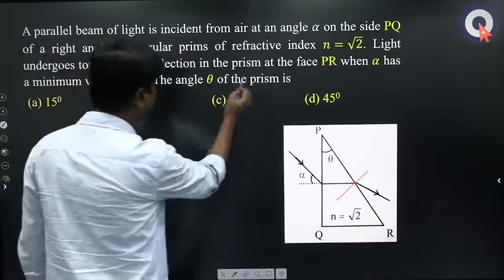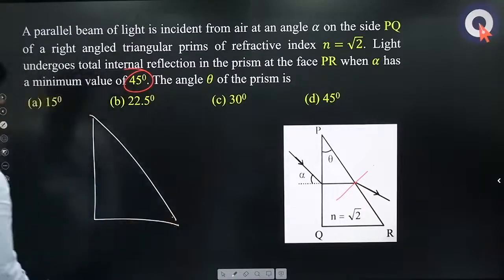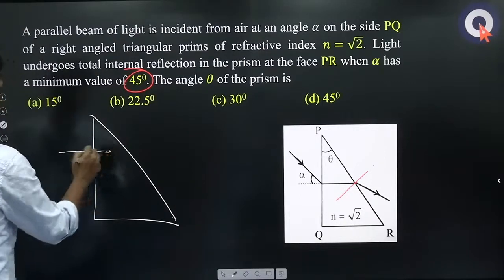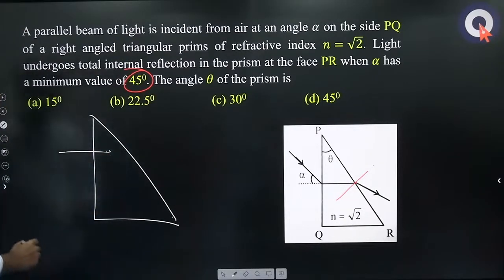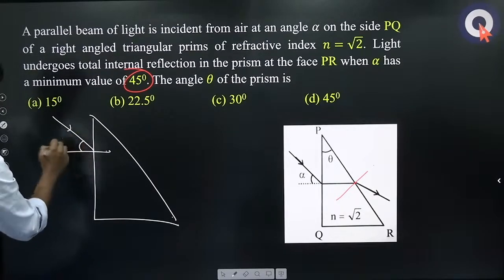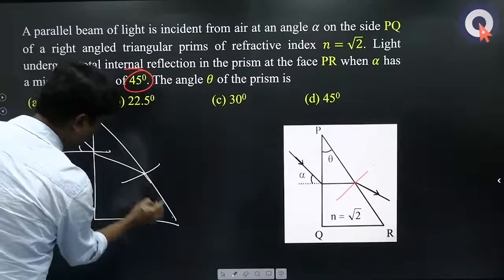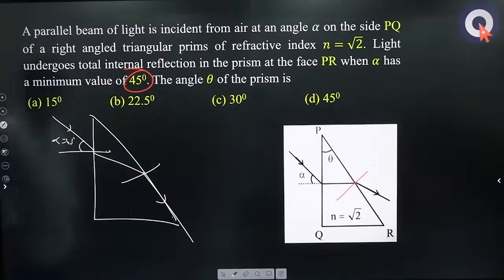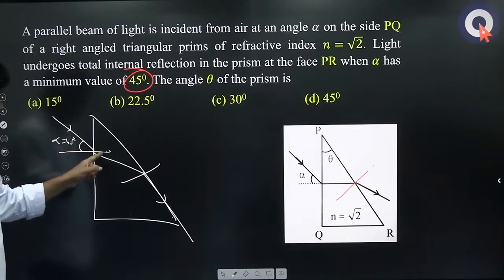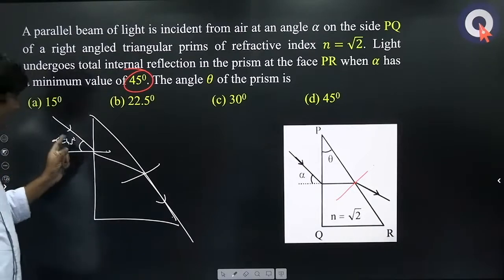Then what is the angle theta of the prism they are asking. I am redrawing this. See here, this is the normal, and alpha has the minimum value of 45 degrees. Bending towards the normal, here it will have a grazing total internal reflection, right? That is the minimum angle. Because if you increase this, this will decrease, and then it will have a refraction. So that is the lowest value, 45.